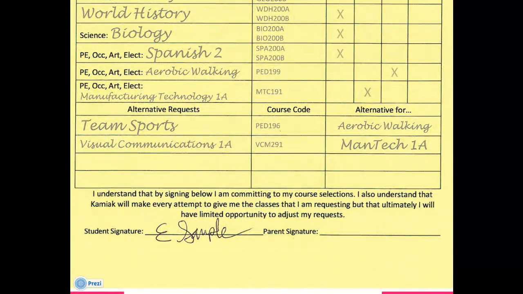Once you've figured out the amount of hours that you have and figured out your classes, please fill out the top of the form and also indicate alternative requests. When you're finished with that, please sign the bottom.